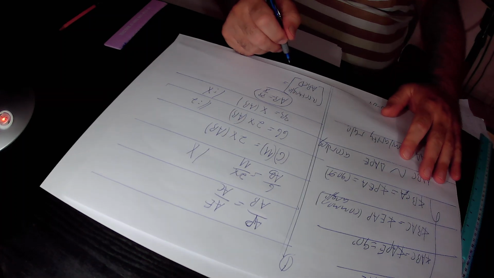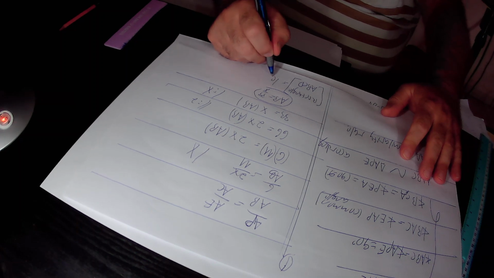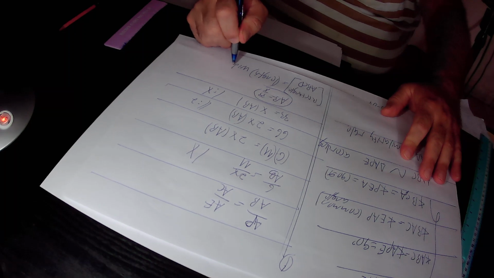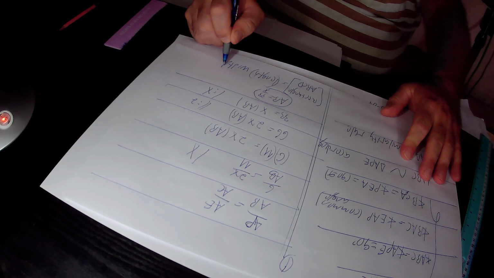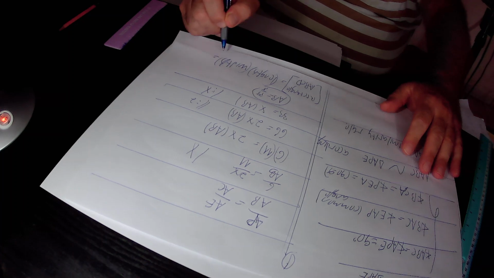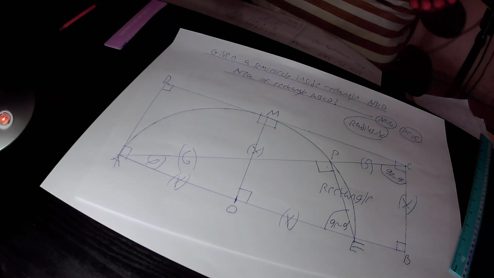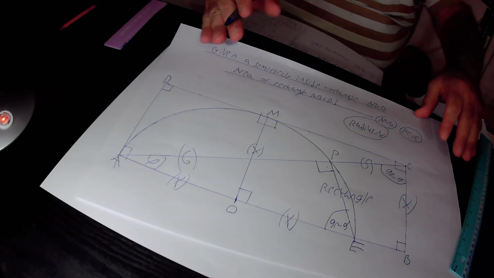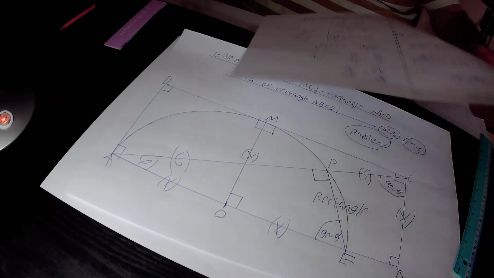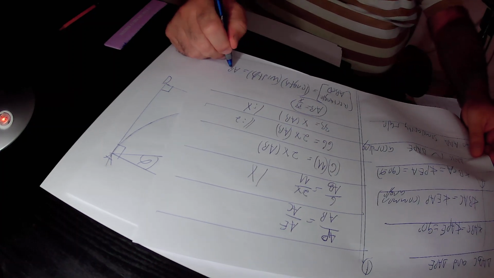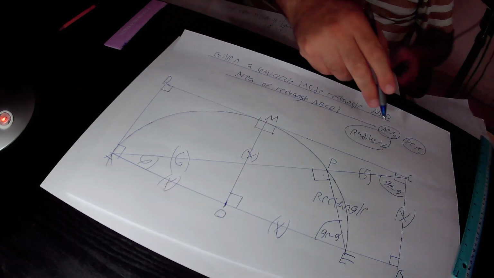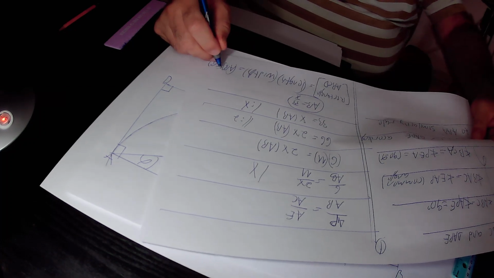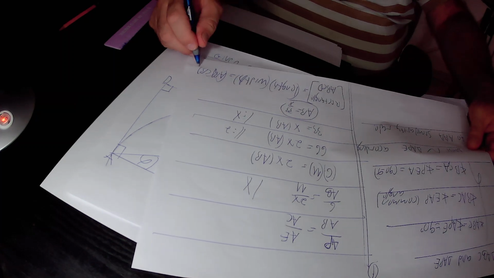Actually, we know that the area of a rectangle equals the length of the rectangle times the width. Therefore, the area of this rectangle ABCD must be equal to the length of the rectangle ABCD times the width. The length of this rectangle ABCD is AB, and the width is CB. So in total, we find that the area of rectangle ABCD equals AB times CB.